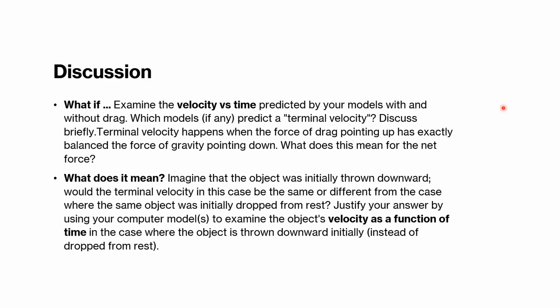The net force will be 0. And then, what if it's initially thrown downward? Would the terminal velocity in this case be the same or different? It would actually still be the same, because the drag coefficient is not changing, therefore the drag force is not changing. It'll just reach its terminal velocity faster, but the terminal velocity will not increase because it is initially faster. The terminal velocity is fixed per object and its surface area in the air.